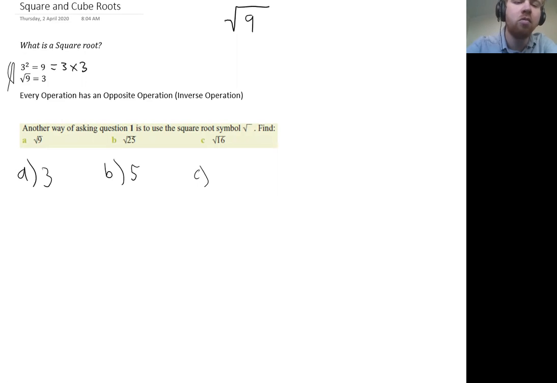Okay, part C, what number multiplied by itself is 16? Well, we just found that out. 3 times 3 is 9. 4 times 4 is 16. So 4 squared is 16. The square root of 16 is 4. We're thinking backwards. What number squared equals the number under the square root sign? All right, so that's how we find out square roots.